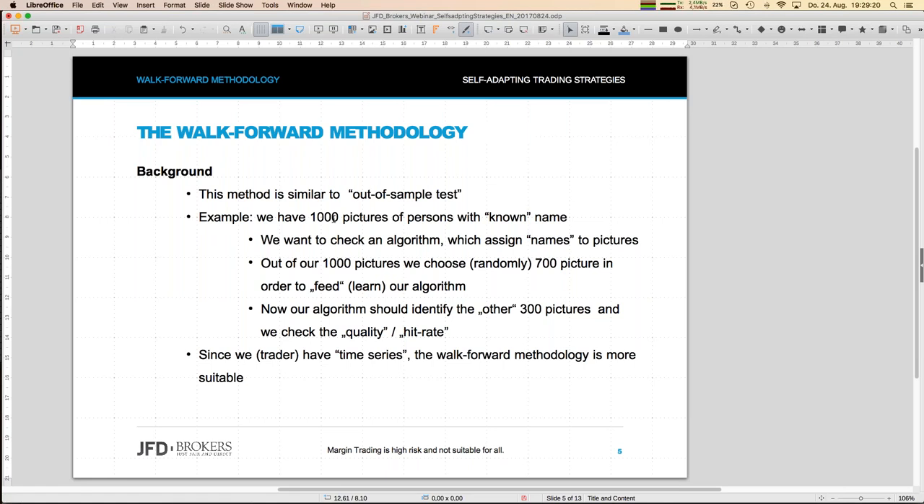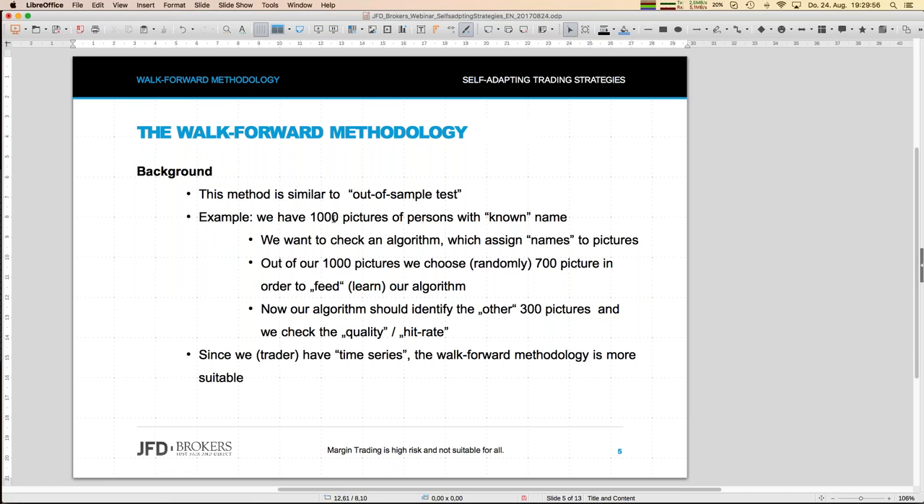Hit rate, it's already close to trading. So we are back in the race again, back to our subject. But that's the way how you can check your algorithms by that out-of-sample test. You train with some data and you apply to other data, and then you look whether that has been a good algorithm, yes or no. In principle, it sounds quite familiar to what we do with trading. But there's a but. We don't have pictures.